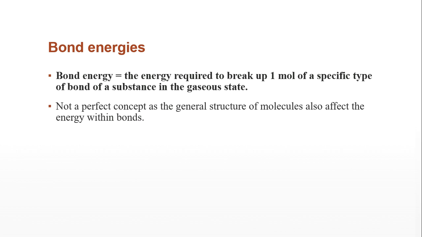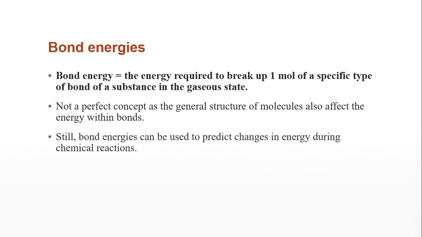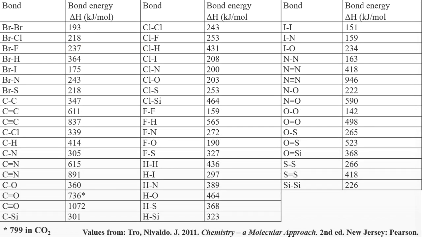It's not a perfect concept, as the general structure of molecules also affects the energy within bonds, so not just the bond itself but also the neighbors around the bond will affect the stability of it and therefore the energy stored within it, but still it will allow us to predict changes in energy during chemical reactions. And this is something, of course, that we can determine experimentally and then build on our experimental models to build theoretical models. And this has been done, and data has been collected in huge tables such as this one.